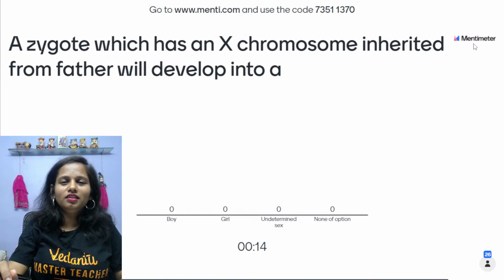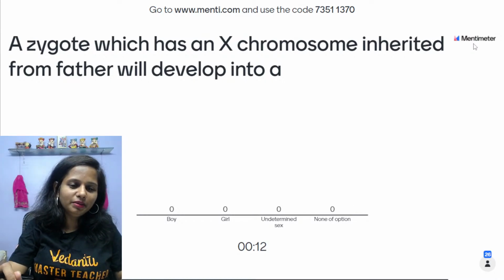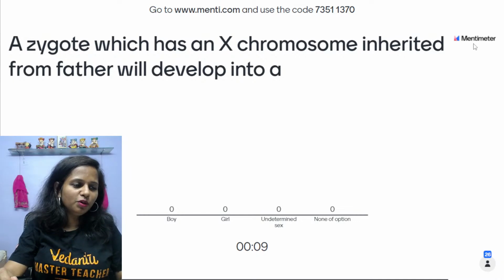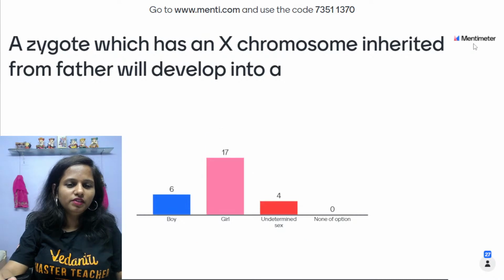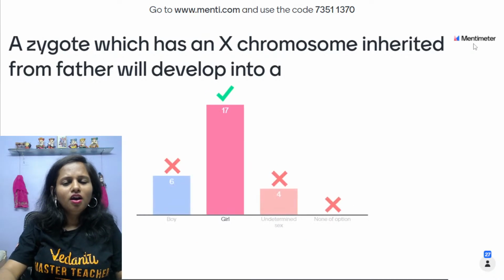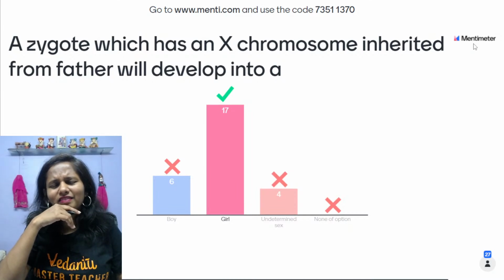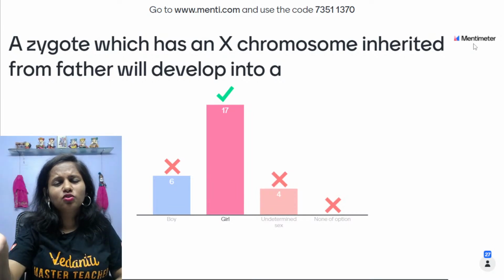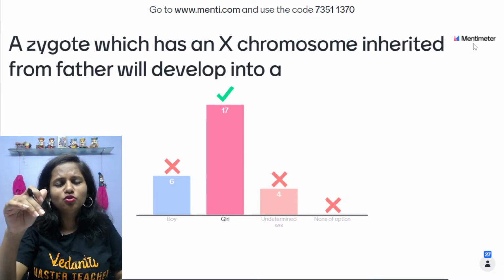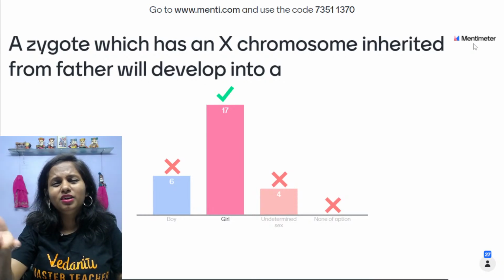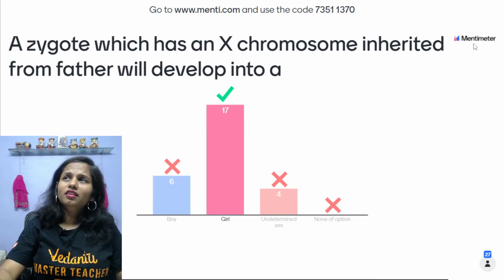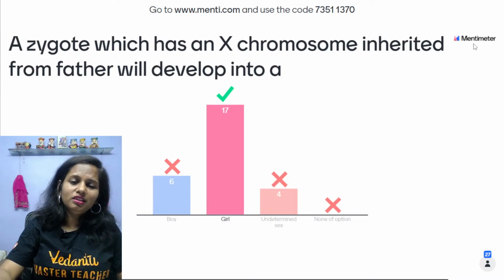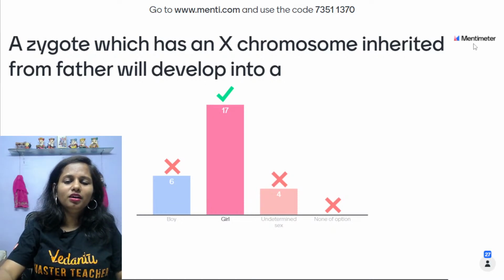A zygote which has an X chromosome inherited from father will develop into a C. The sperm contributes the X chromosome. So then the sex of the child will be boy, girl, undetermined sex. How can it be undetermined sex, man? The egg always contains an X chromosome, and when the father is also giving an X chromosome, congratulations, it will be a daughter, a girl child. Under abnormal conditions, when the sperm cell or the egg cell is not proper, then it can be undetermined sex.